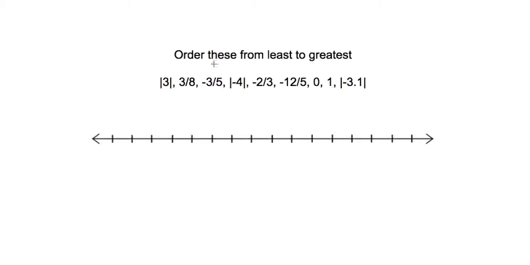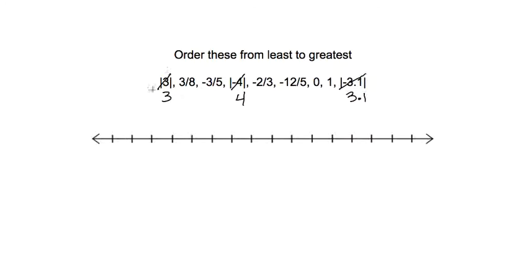So when we're ordering from least to greatest, a couple of things that we want to make sure to do here. First of all, if we have absolute values, we want to see what the actual value of these are. So the absolute value of 3, or the distance from 0 that 3 is, is just going to be 3. The distance that -4 is from 0 is just going to be 4. And the distance that -3.1 would be from 0 is just going to be 3.1.